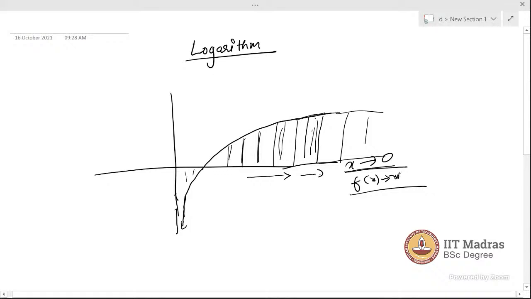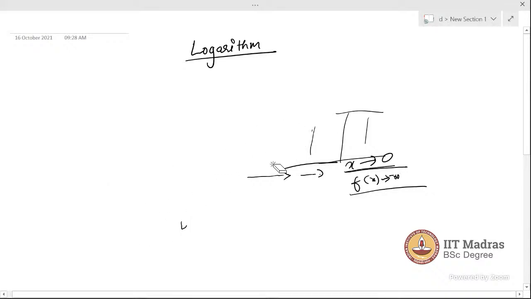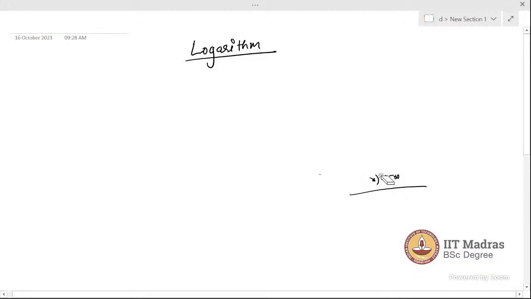Okay, sir. Thank you. Okay, somewhat you would have got it. So let's keep that as it is. Now let's discuss some of the properties of logarithmic functions.